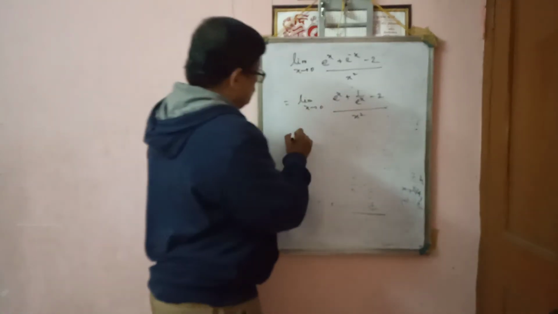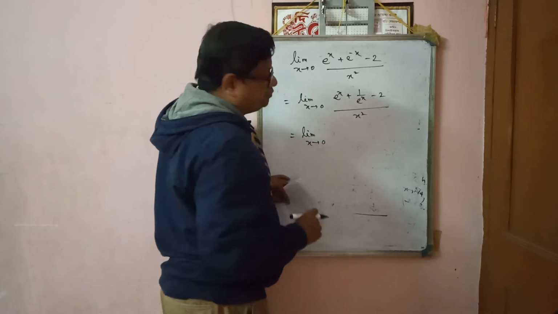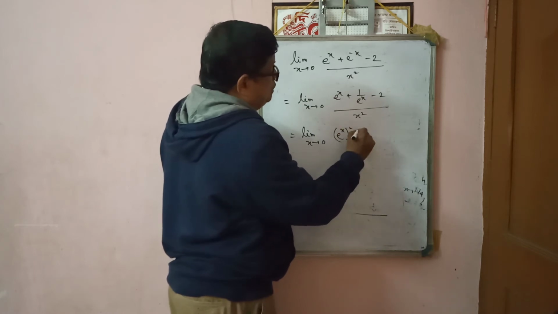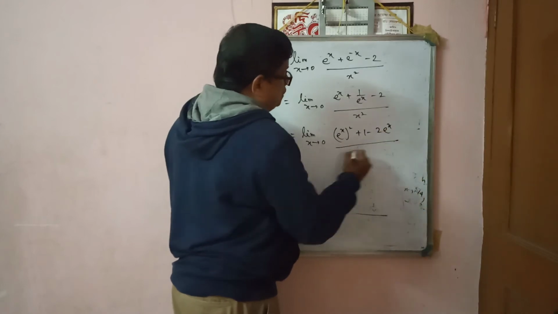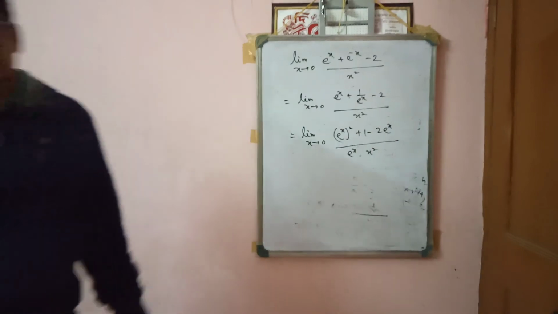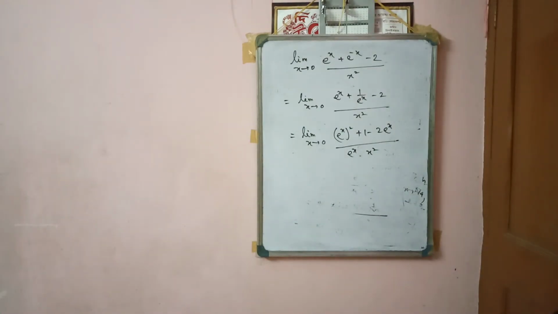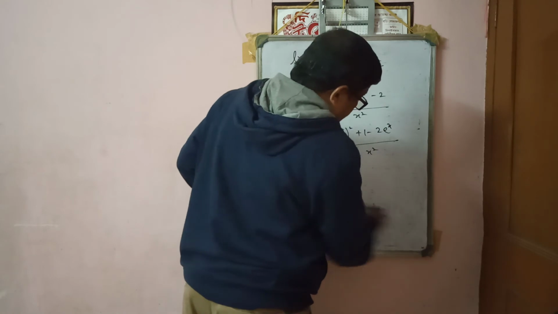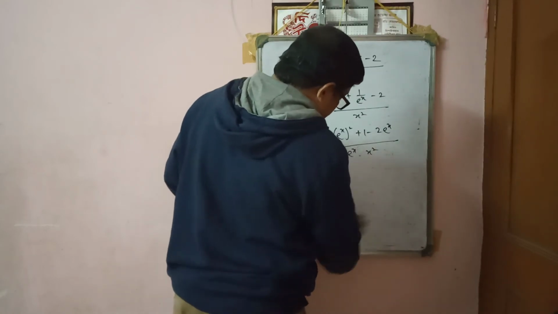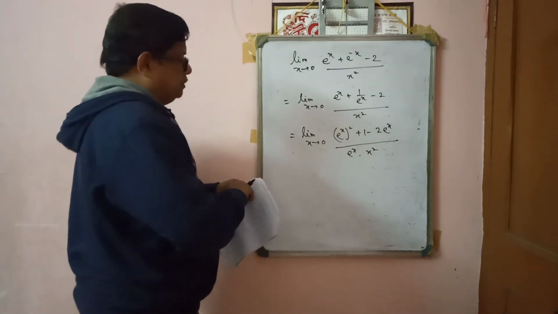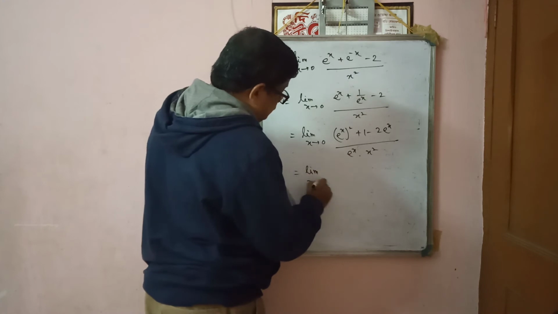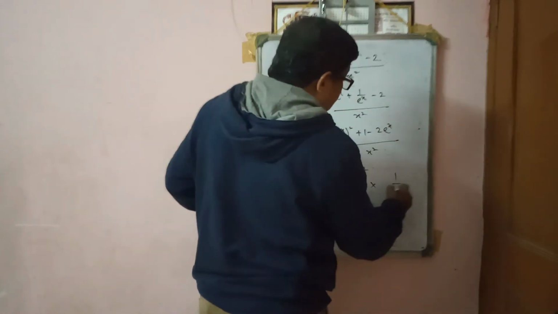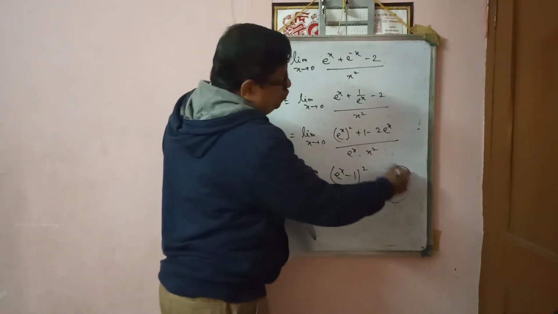Okay. So write limit x tends to 0 of ((e to the power x) whole square plus 1 minus 2 into e to the power x) by (e to the power x into x square). Okay. Now, so write, limit x tends to 0 of (e to the power x minus 1) whole square by x square into 1 by e to the power x. If you put here x equal to 0, this will be 1.